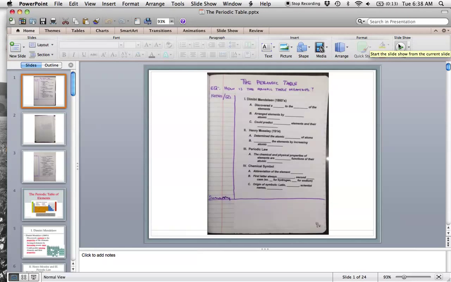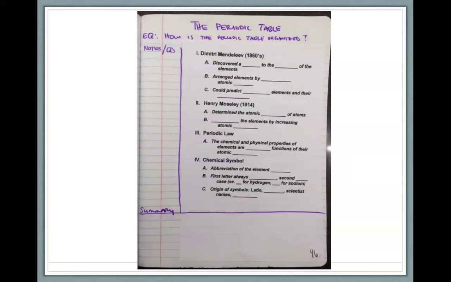Today you're going to be taking notes on the periodic table. So just a reminder how to set up your notebook. You've already glued in your pages. This is starting on page 46. The title is the periodic table. Essential question is, how is the periodic table arranged or organized? Have a notes and questions section and then a summary at the bottom.